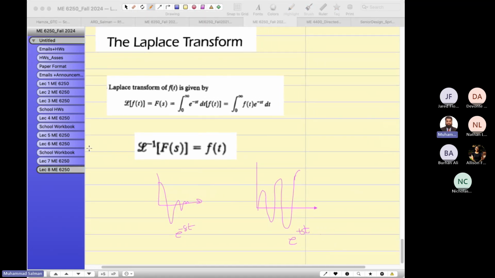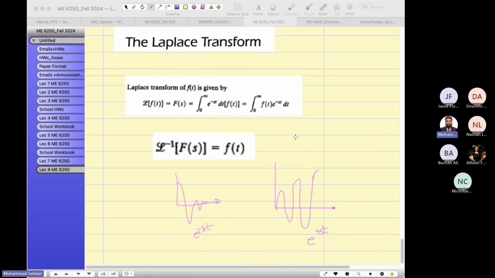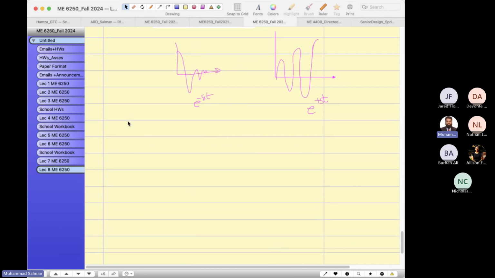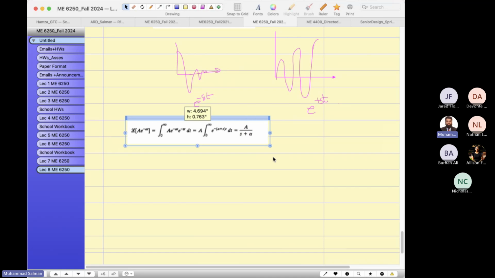So let me show you another. Some of the Laplace transforms are given in the book. I want to throw some formulas, so keep writing them down. They are going to help you.